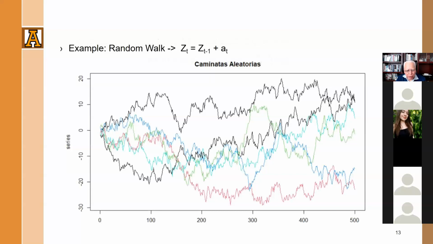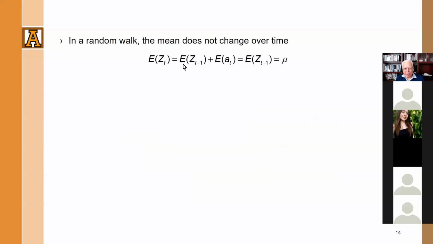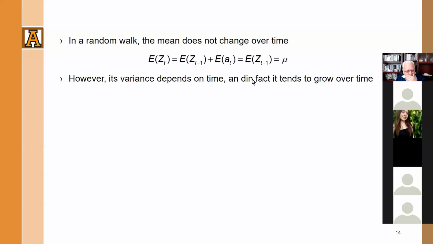Eventually, one of the characteristics of this random walk is that it will eventually return to 0. Okay, so the mean doesn't change over time. Expected value of Zt is expected value of Zt-1 plus At. The expected value of At is 0, so that's the expected value of Zt-1. It's a constant. It's always the same. The variance depends on time.